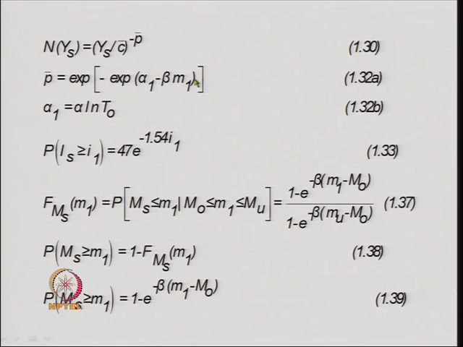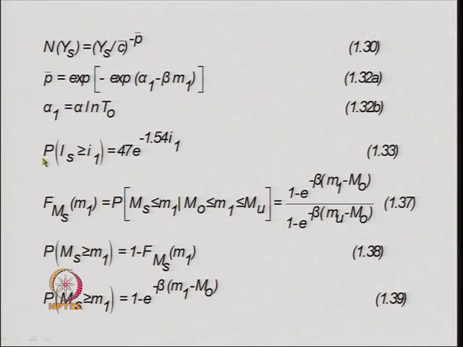The next equation shows the probability of exceedance of a maximum magnitude of earthquake, say specified by M1. The probability of exceedance of that maximum magnitude is given again by an equation like this, where alpha 1 and beta are constants, and alpha 1 is related to the period of observation T0 and another constant alpha.